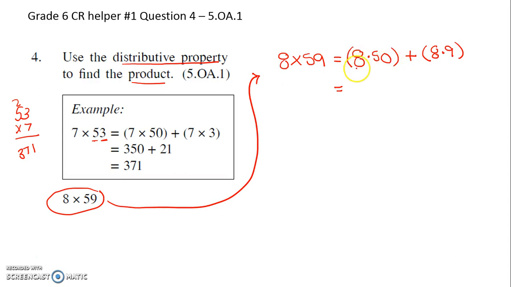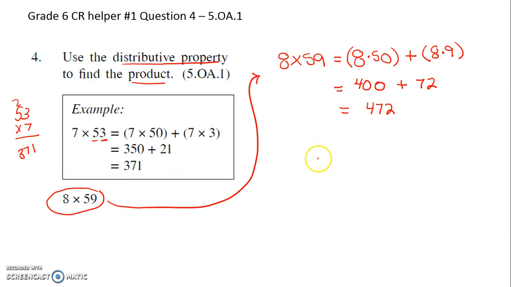8 times 50. Well, 8 times 5 is 40. So 8 times 50 is 400. Plus 8 times 9 is 72. So what's 400 plus 72? Oh, that's 472. Just makes that multiplication a little easier.